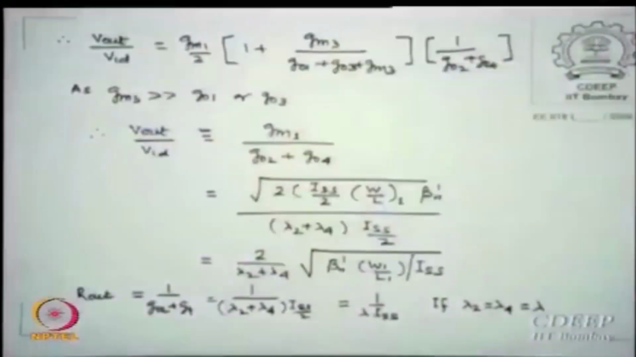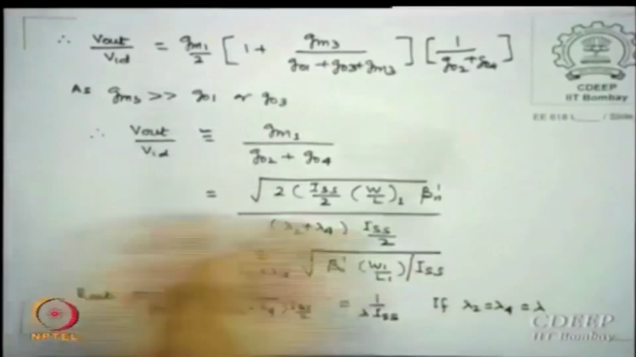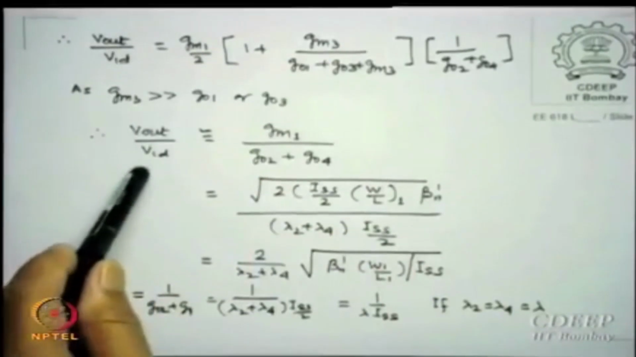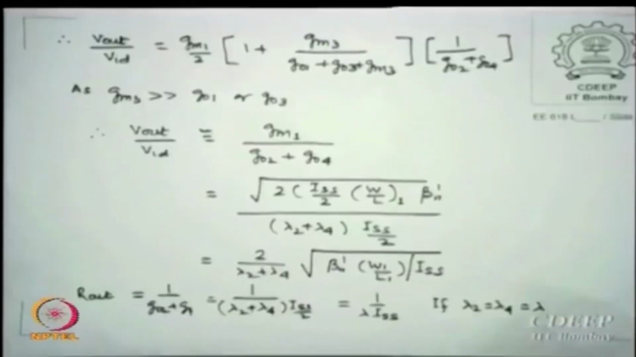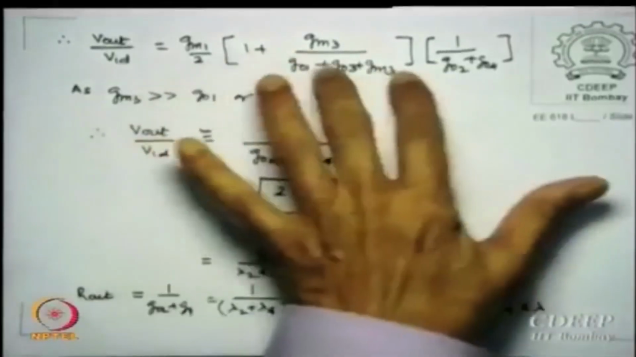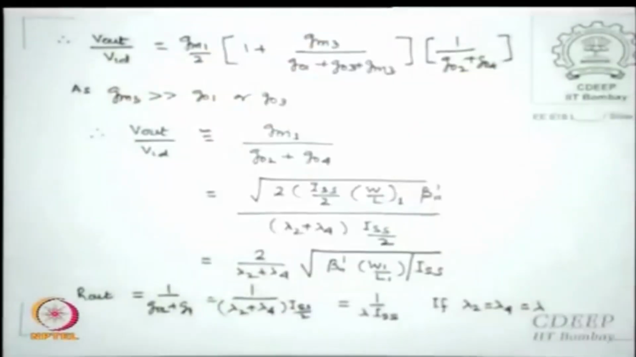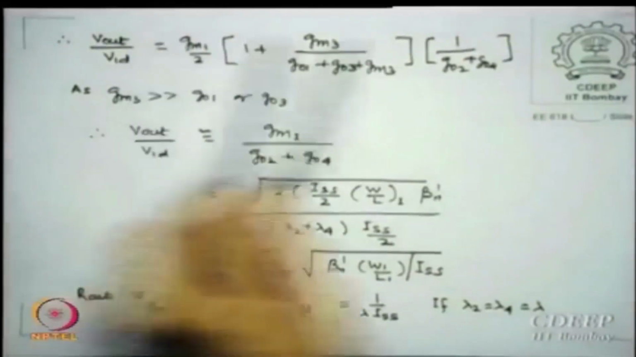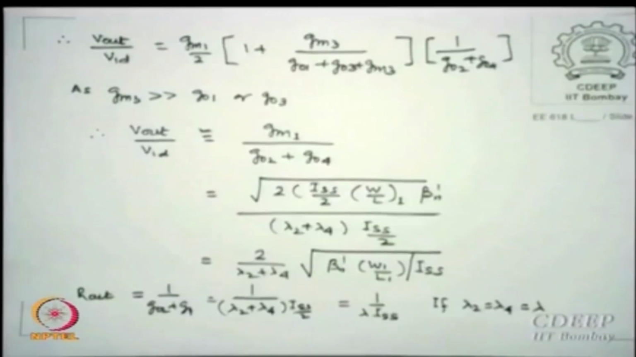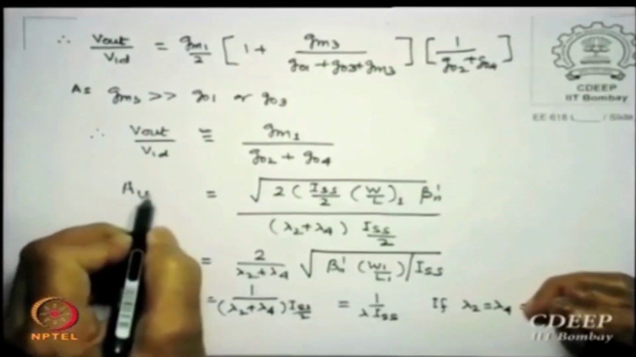Is that okay? So I divide this VO2 by VID, and then I get these expressions, and then I start putting GM3 is much larger than GO1 or GO3, and therefore I neglect those terms. So I get VO by VID, which is GM1 upon GO2 plus GO4. Is that clear? If I neglect these two terms, this becomes 1, GM3 by GM3, this becomes 2, this 2 cancels. So GM1 upon GO2 plus GO4 is essentially your difference gain. Maybe I should write AVDM.